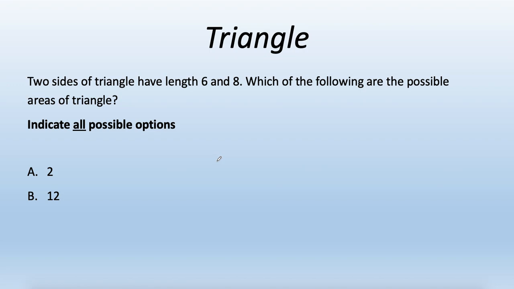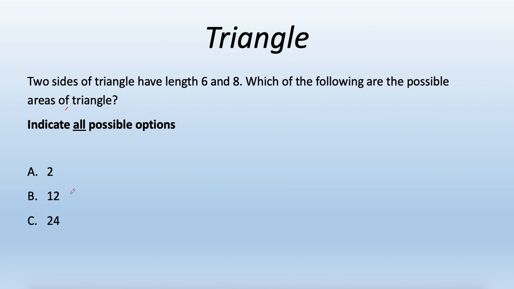This is a very interesting question. Just pause the video and try to solve this on your own, and then we'll discuss. Okay, now let's discuss this question. We have two sides of a triangle having the lengths of 6 and 8. Which of the following are the possible areas of the triangle?